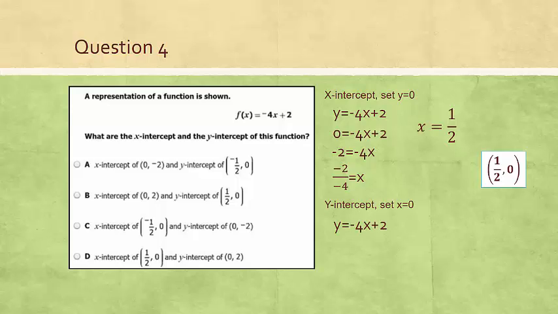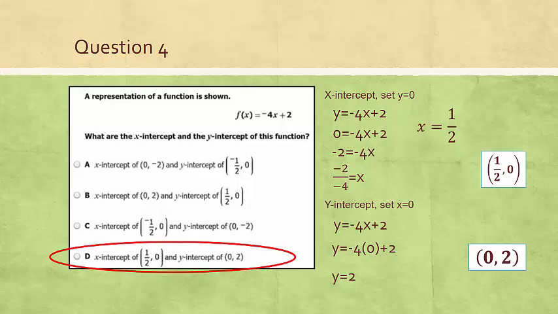Y-intercept. We set x equal to 0. So now we're going to want to put a 0 in for x, and then we realize that the y will be equal to 2. So our ordered pair is going to be 0, 2. Now we're going to look to see what answer choice has that written out. And we get answer choice D.